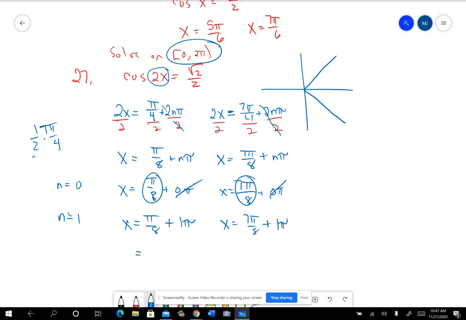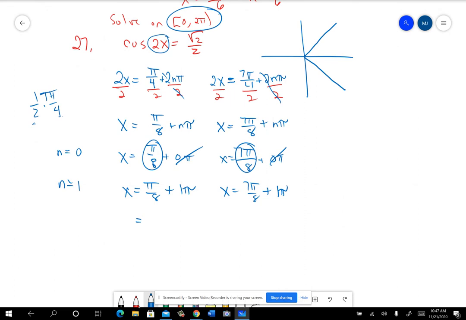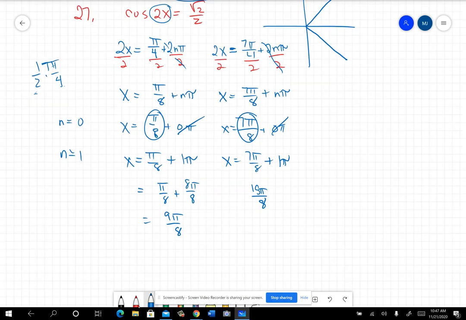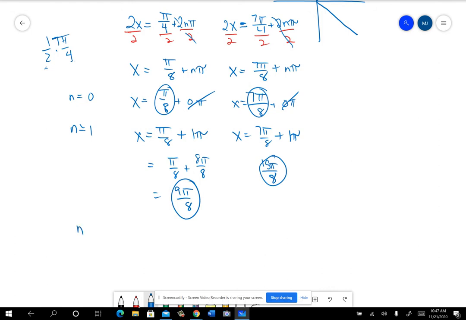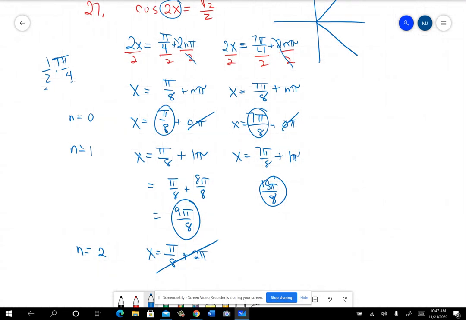Okay, and then you've got to put that together, so you have to think about how 1 pi is really 8 pi over 8, and pi over 8 plus 8 pi over 8 makes 9 pi over 8. Over here, when I add 8 pi over 8, I'm going to get 15 pi over 8. Okay, so there's 2 more answers. All right, so let's go ahead and do n equals 2. But notice when I do that, then I'm going to be adding 2 pi. So that's going to be too big. It's going to be more than 2 pi, and I'm trying to get things within 1 rotation.